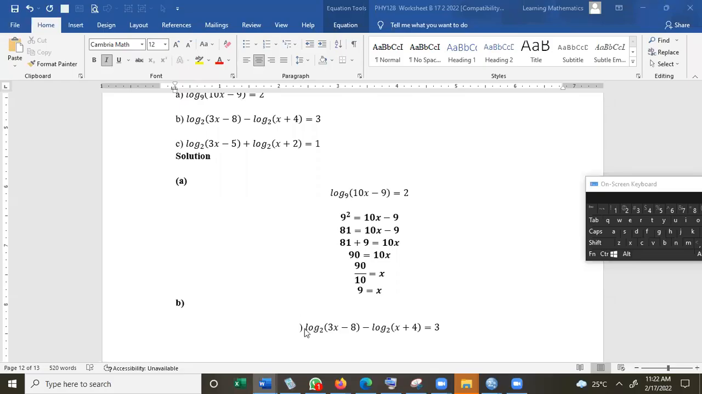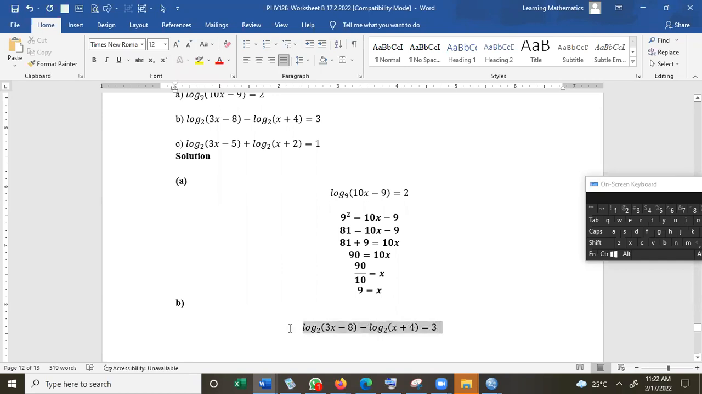This question says we have to solve for x, right? And if you notice, it says log in base 2 of 3x minus 8, that's the whole value, minus log to the same base 2 of x plus 4 is equal to 3. So it is very important that the bases are the same, the two bases, 2 and 2. Therefore, now the second law can be applied to simplify this to one logarithmic appearance.